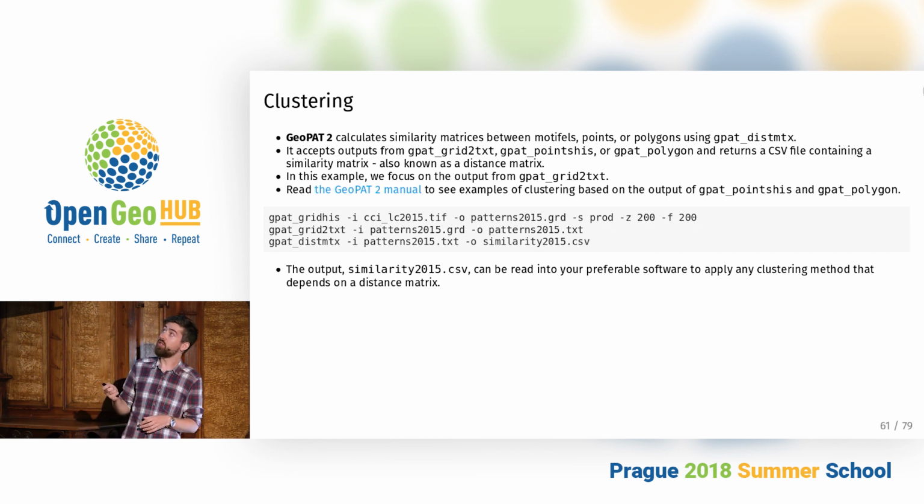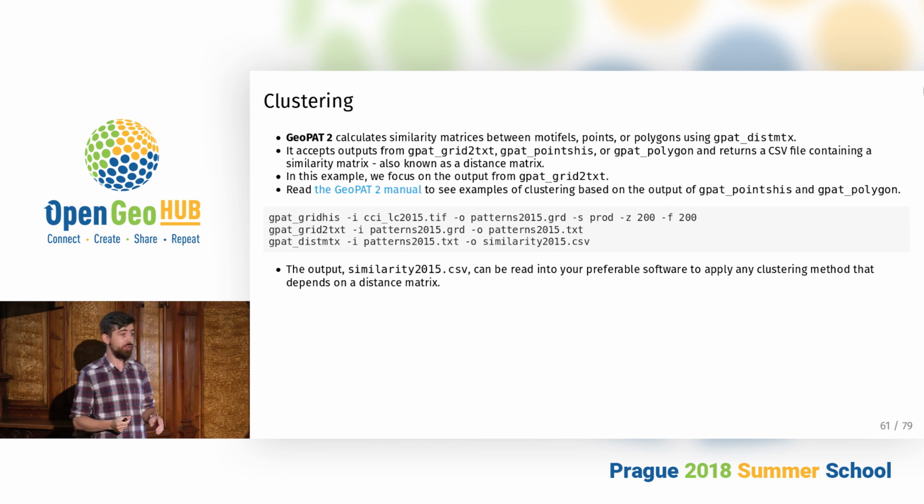So with GeoPAT, you can just use the output of those 3 modules. So you can cluster not only multicells, but you can also cluster polygons, and you can also cluster points. And in the GeoPAT manual, I give some examples of clustering using points and polygons, but today I'm only going to focus on clustering multicells, so clustering local landscapes.